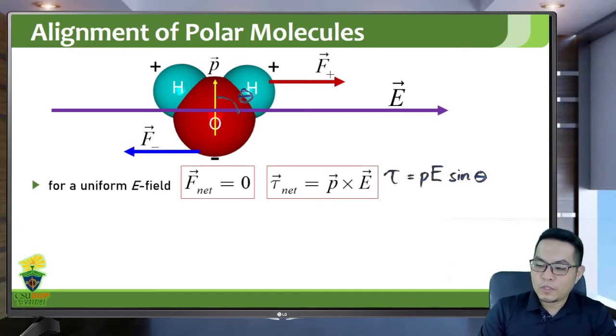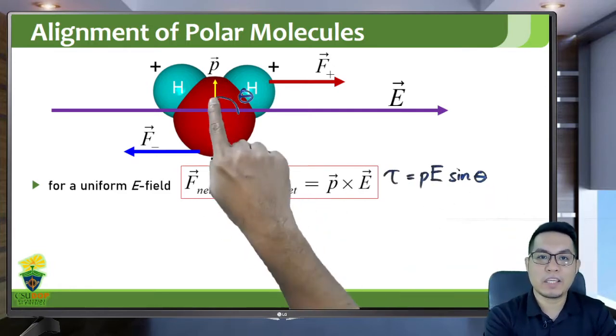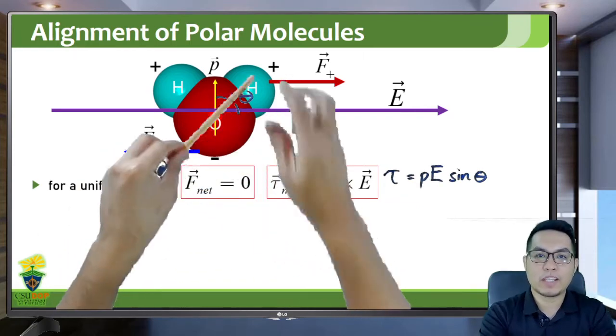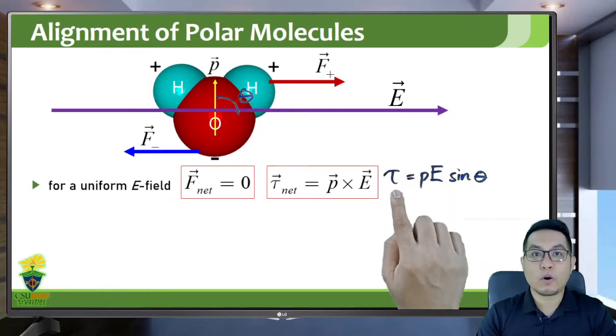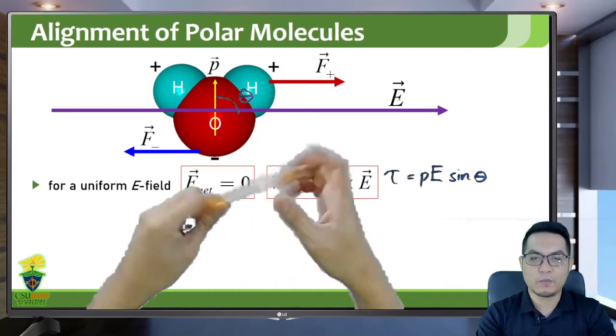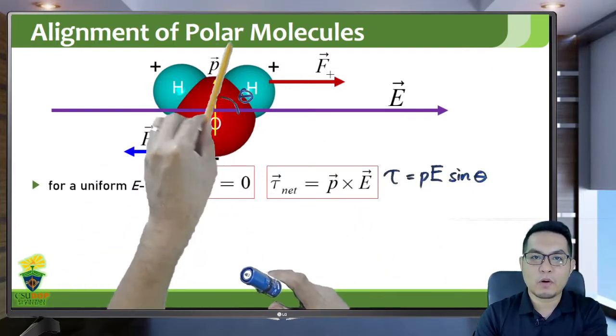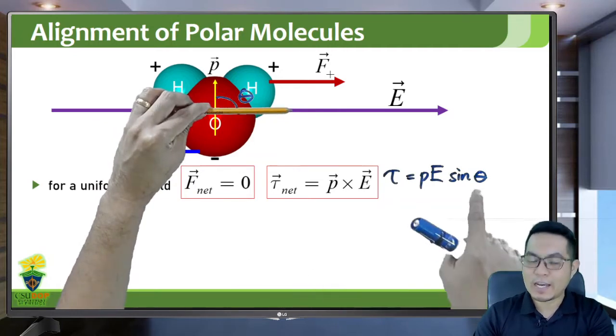Now, when theta is equal to 0, meaning when the dipole moment is already aligned with the electric field, then sine of 0 is 0. There's no longer any torque. So the dipole will no longer rotate because it's now in equilibrium. That happens once the dipole moment is aligned with the electric field, at theta equal to 0.